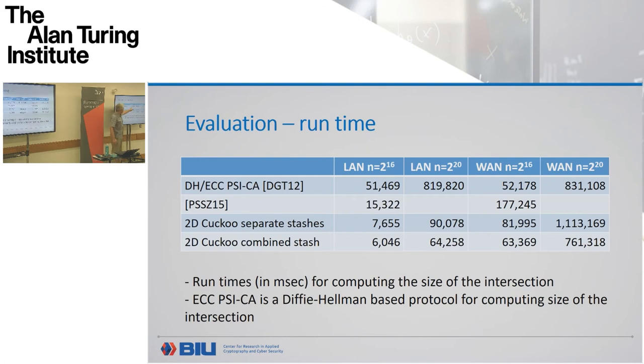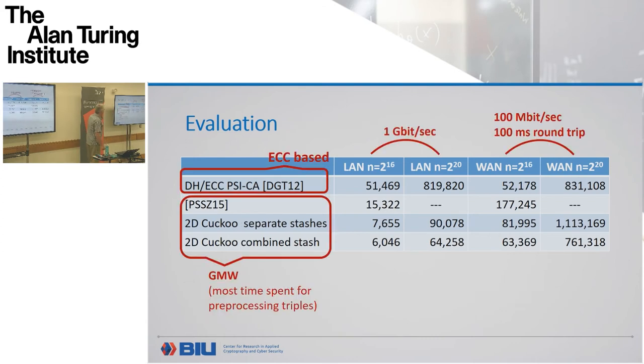This is on a LAN for 64,000 and a million items, and on a wide area network, 64,000 items and a million items. So this was based on elliptic curve crypto. This was based on secure computation. This is 1 gigabit per second. The other is 100 megabit per second, and a round trip cost of 100 milliseconds.